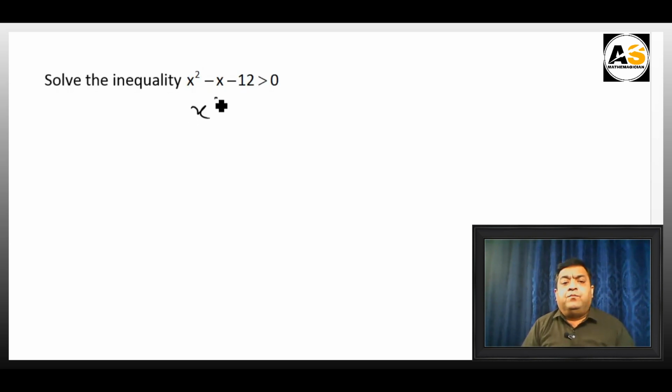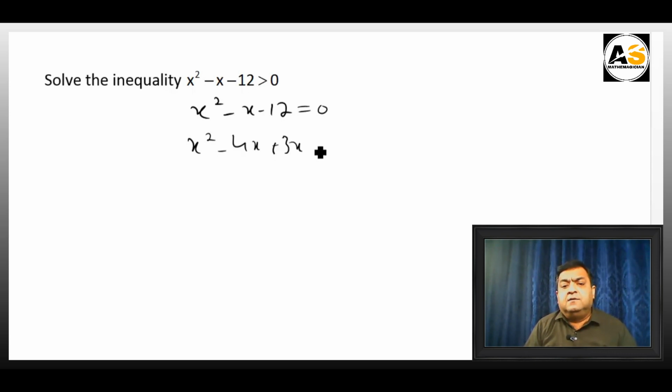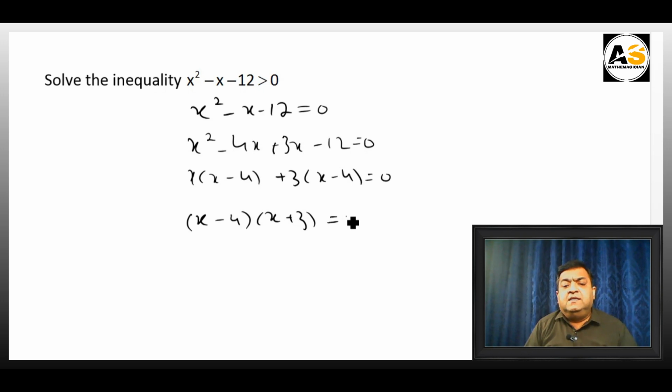This is a quadratic polynomial. We have to solve the inequality x square minus x minus 12 is greater than 0. I will write it as equal to 0, and then I will break the middle term: x square minus 4x plus 3x minus 12 is equal to 0. When I factorize this, I will get two factors. The first factor will be x minus 4 and the second factor will be x plus 3. So we can easily get the roots: x is equal to 4 and x is equal to -3.